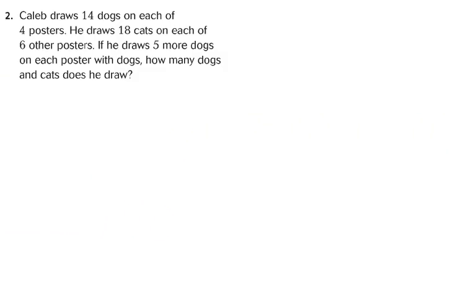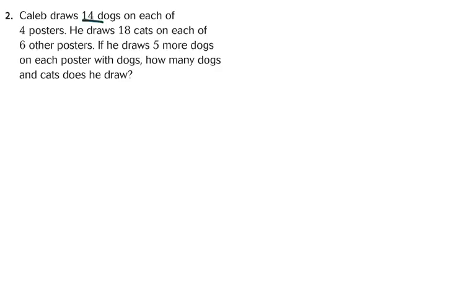All right. Next problem. Caleb draws 14 dogs on each of 4 posters. He draws 18 cats on each of 6 other posters. If he draws 5 more dogs on each poster with dogs, how many dogs and cats does he draw? That's a really big problem, so let's break it down.